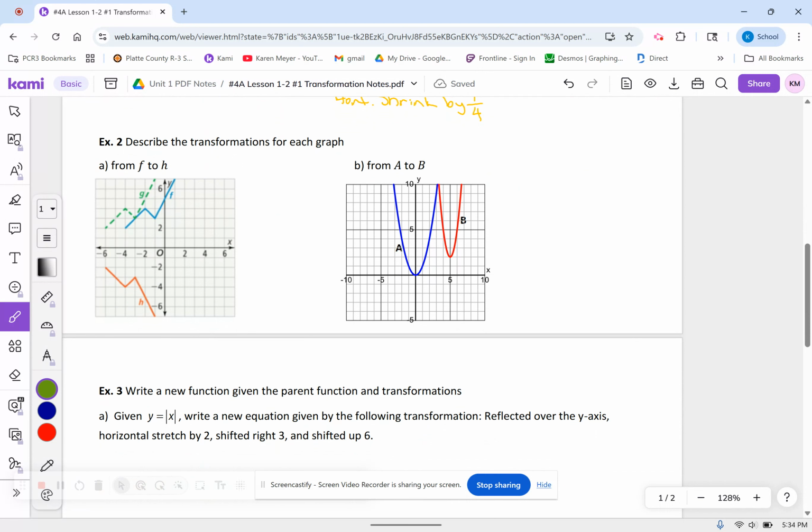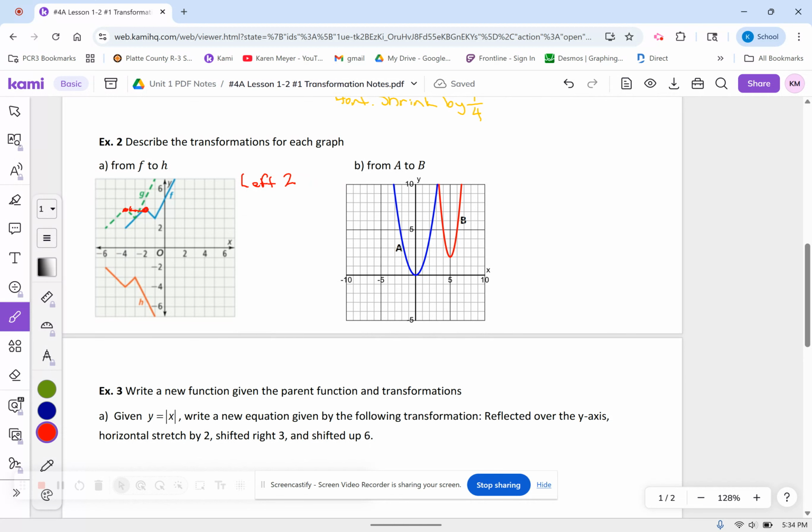Okay, for F to G, to me it looks like it's the same shape and size. So I don't see any kind of vertical or horizontal stretch or shrink because I didn't make the picture become more wide or more narrow. But to get from F to G, I can pick a point. And then I can say I'm going to move that point to the left 2 spots. And that will make my F sit on top of my G.